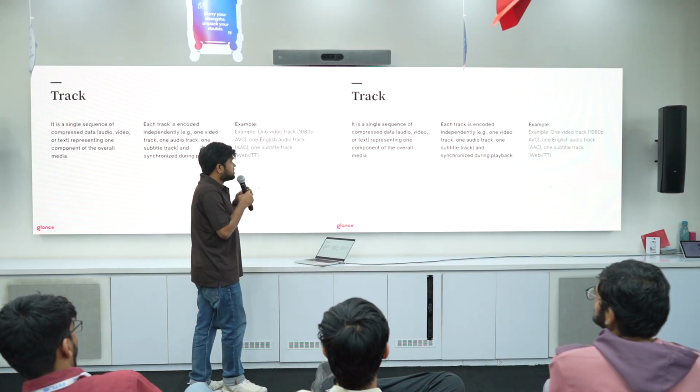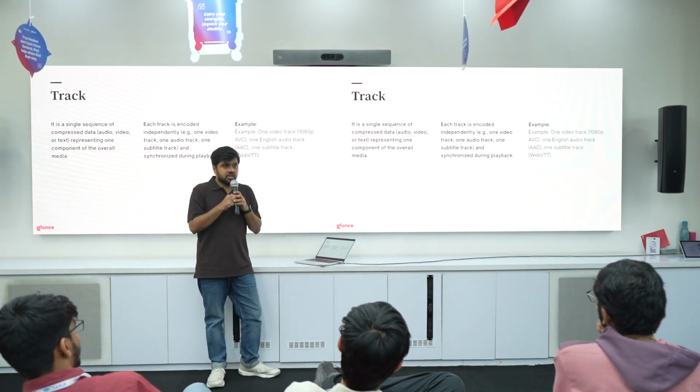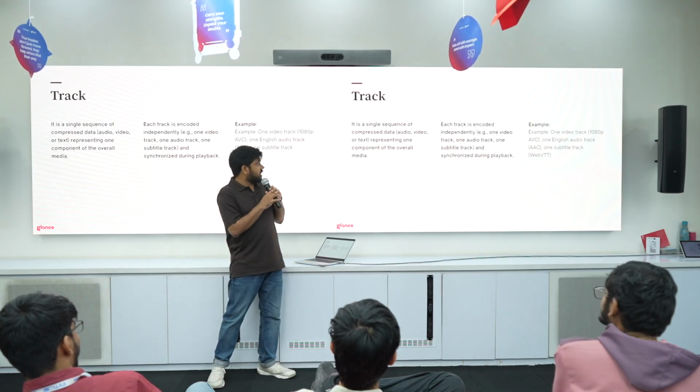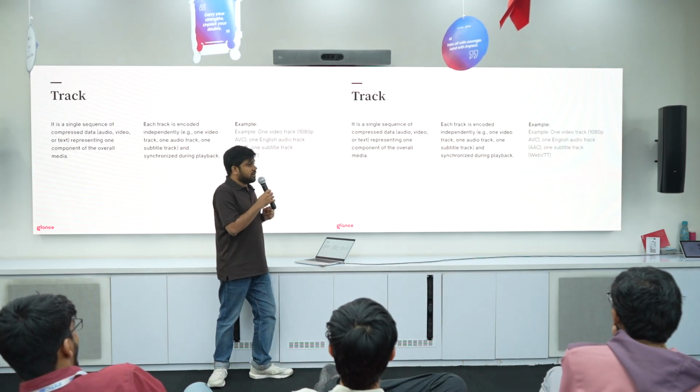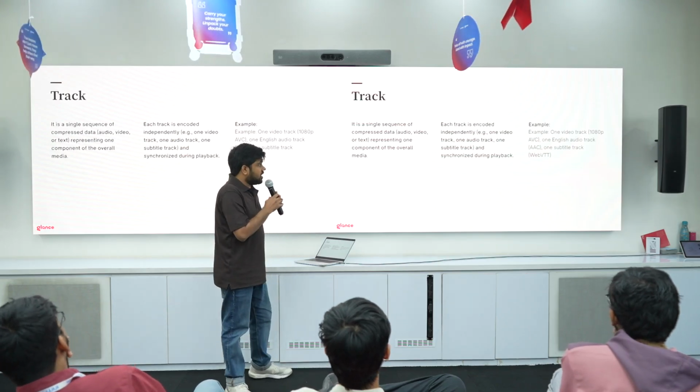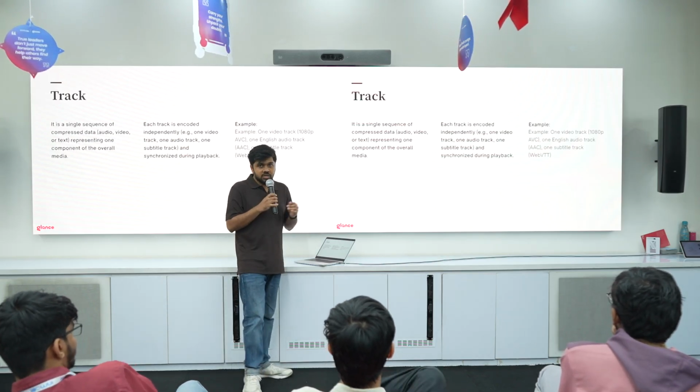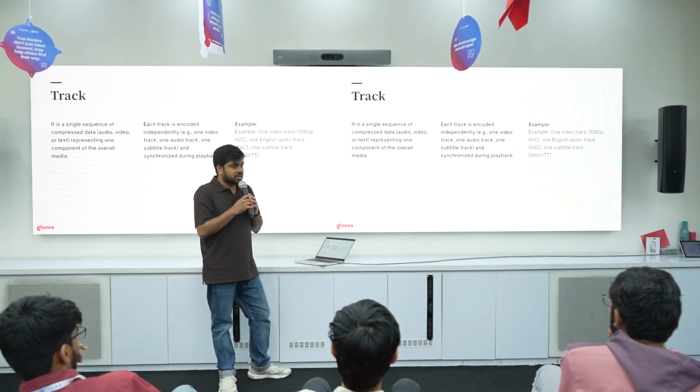The next one is tracks. Tracks are very straightforward. These are audio, video, and subtitles, with codecs bundled together. Each track is encoded independently of the others. They can use their own compression algorithms.